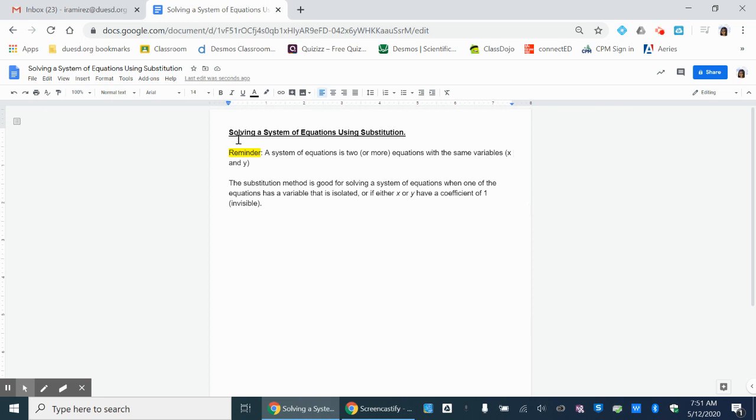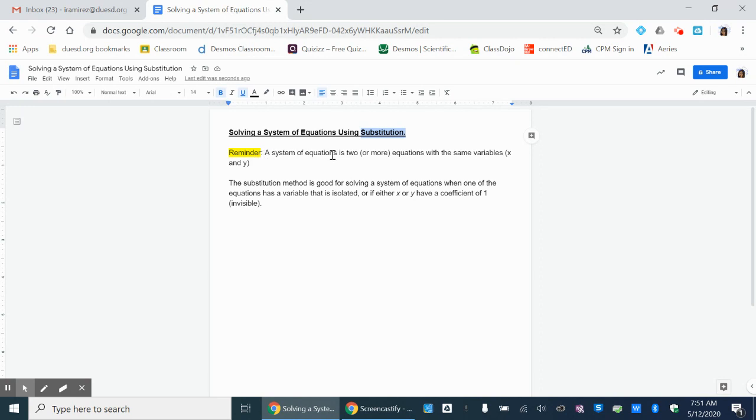Hey guys, so we're going to continue learning on systems of equations, and today I am going to talk about solving a system of equations using substitution. Substitution is actually one of our algebraic ways of solving a system. Last week we learned how to solve a system by graphing. You would graph the two lines, and where they intersected would be your solution. Now we're going to be solving systems algebraically, and substitution is just the first form.